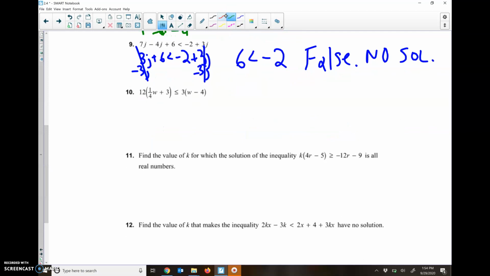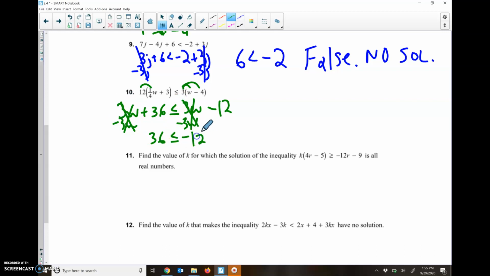Okay. This one, kind of the same thing, except now it's just fractions. 12 times a fourth is 3. 12 times 3 is 36. 3 times w is 3w. 3 times 4 is -12. Same thing, I'm going to get this to cancel out here. So subtract 3w from each side. W's are all gone. So I'm left with 36 is less than or equal to -12. 36 is not less than -12. It's greater than, so another one that's false. And another no solution.